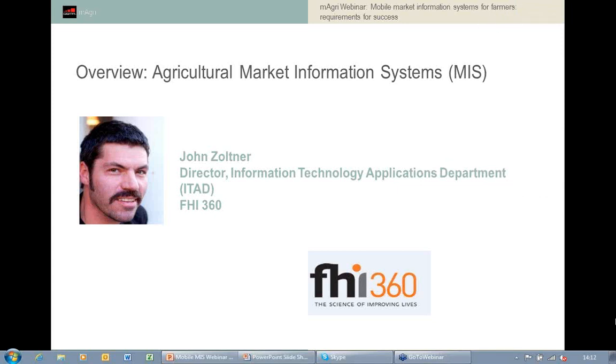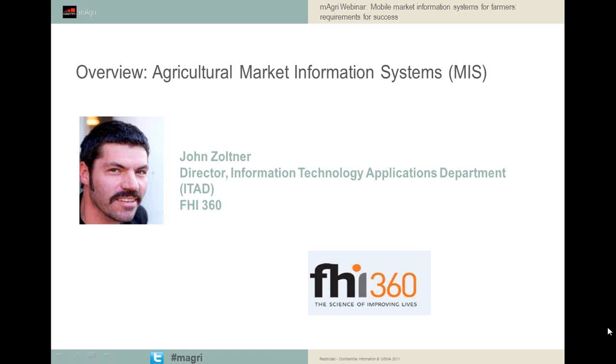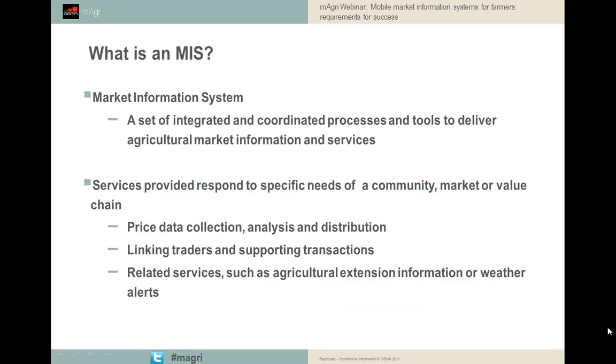First of all, a market information system is a set of integrated processes and tools that deliver agricultural market information and other services. And these services that are provided by MIS can vary since they respond to specific needs defined by the communities or the markets they serve. So besides collecting, analyzing, and distributing prices for agricultural products, MIS often include other services such as tools to link traders and support transactions, or additional services such as weather alerts.